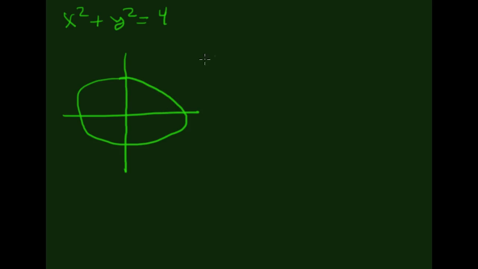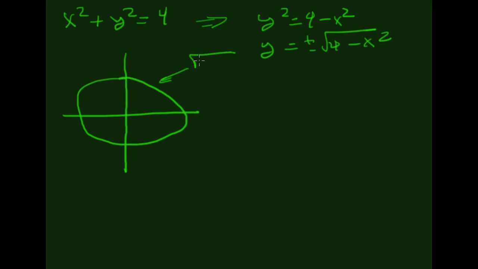Right? So the top part of this circle, let's solve this in terms of y. Right? So this gives me y squared is equal to 4 minus x squared. So y is plus or minus the square root of 4 minus x squared, which means the top part of the circle here is the square root of 4 minus x squared. The bottom part of the circle here is negative square root of 4 minus x squared.